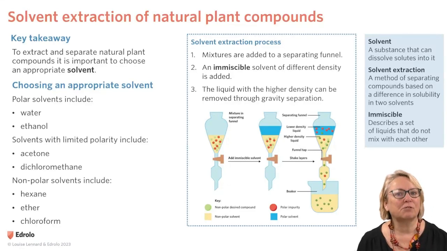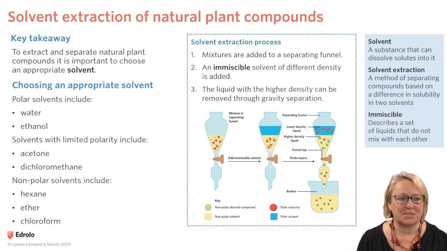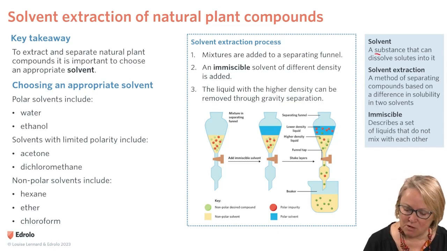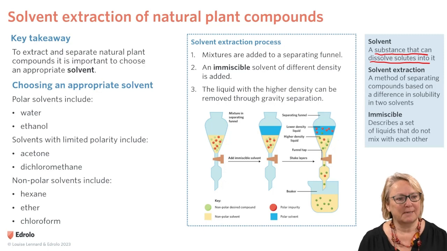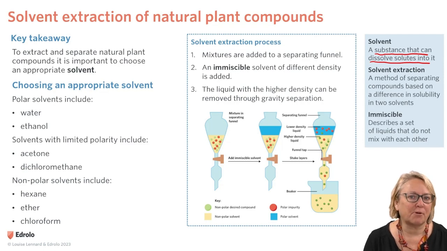So first of all, to get the plant compounds out of the willow bark or the other plant material, we need to extract the compounds using a solvent. And remember, a solvent is a substance that can dissolve solutes into it. So to extract and separate natural plant compounds, because plants are mixtures of compounds, it's important to choose an appropriate solvent for that particular compound.